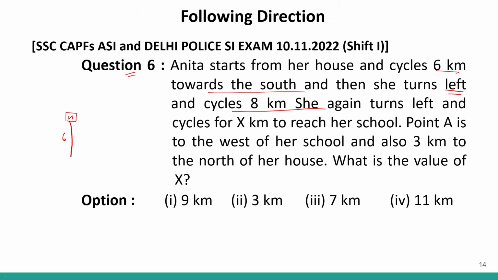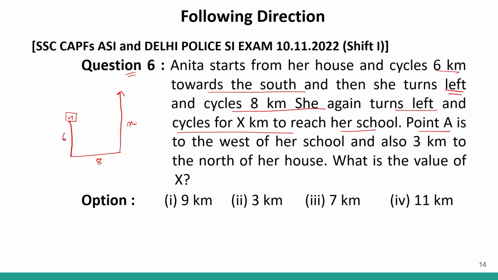So left will be in which direction? Left will be over here. A direction left. She again turns left and cycles for X kilometer to reach her school. So left will be this direction and we don't know the distance. So let us assume this is X kilometer given in the question.